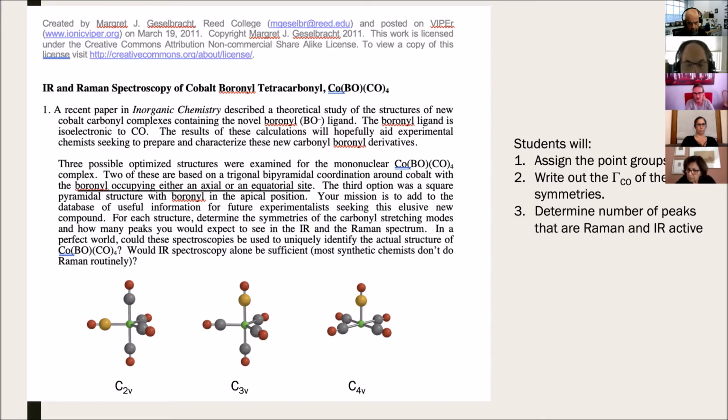All right, and so what they can do is they can look at those 2 types of spectroscopy, or even IR alone, because that's one of the questions, right? So down here it says, would IR spectroscopy alone be sufficient? Because most people don't use Raman a lot. And it turns out in the end that yes, they could just use IR and they could find out what the geometry of this thing is. So that one is a lot of fun.